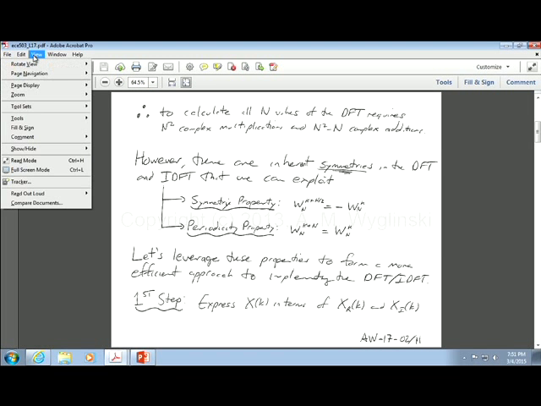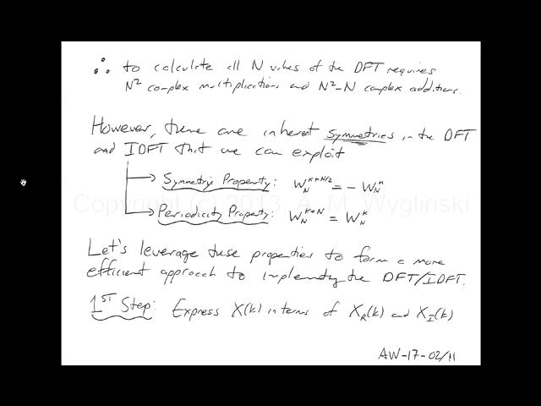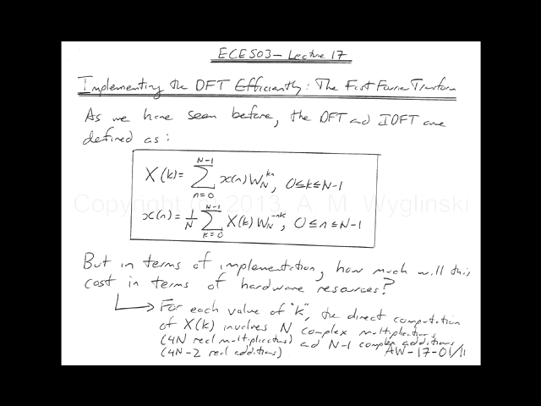So here, in case you want the step-by-step in your slides, I have that here. Again, exploiting that symmetry. So here's the motivation why we're doing this craziness. For every value of k, the direct computation of X_k involves N complex multiplications, which means 4N real multiplications, and N minus 1 complex additions, which is 4N minus 2 real additions. That's a lot of multiplications and additions. Lots and lots and lots.